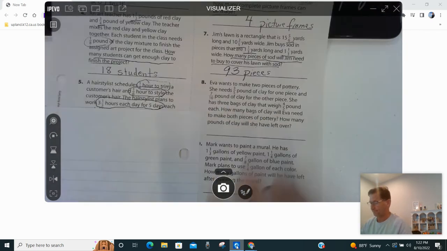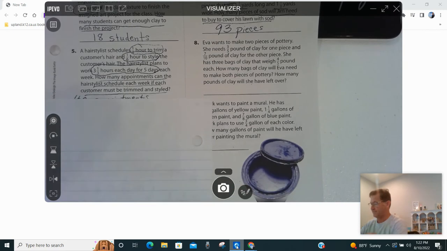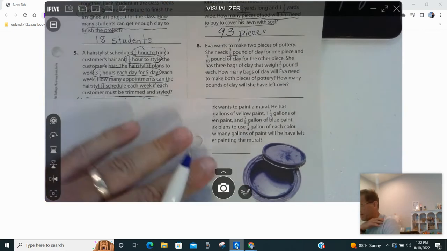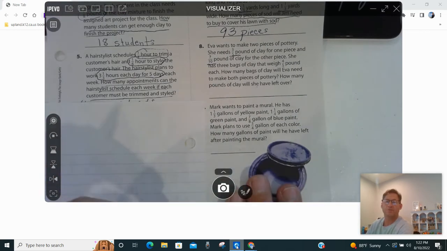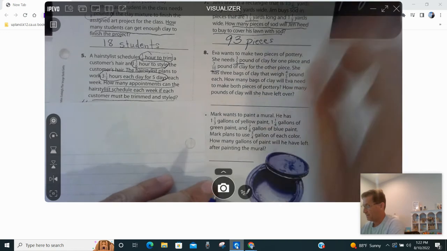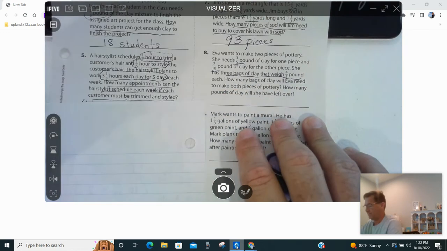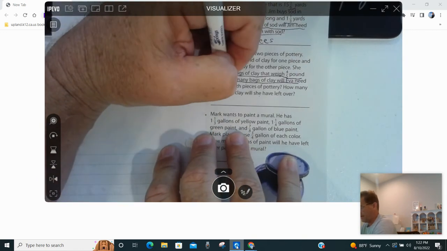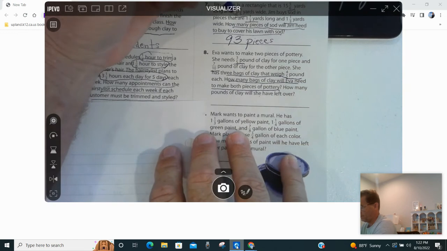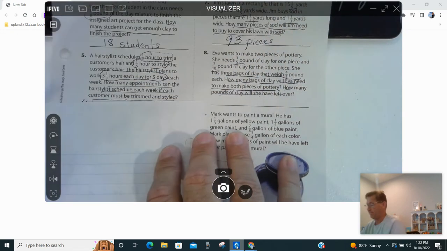Number 8. Ava wants to make 2 pieces of pottery. She needs 3/5 pound of clay for 1 piece, 7/10 pound for the other piece. She has 3 bags of clay that weigh 4/5 pound. How many bags of clay will Ava need to make both pieces of pottery, and how many pounds will she have left over?